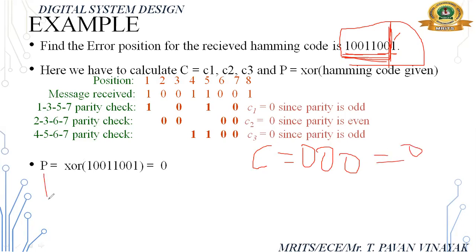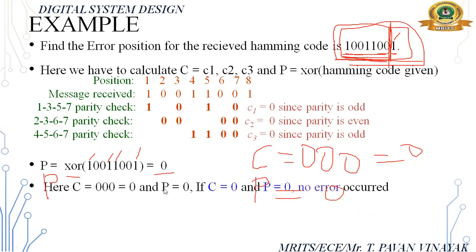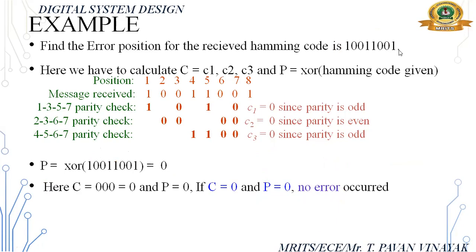Now calculate P. P is XOR of this entire message. Now this is the entire message. 1 triple 0, 1 double 0, double 1, double 0, double 1. So how many ones are available? 1, 2, 3, 4. 4 ones means XOR operation is 0. So here C is equal to 0, P is equal to 0. What happens? C is equal to 0, P is equal to 0 means no error occurred. So this is the correct Hamming code.